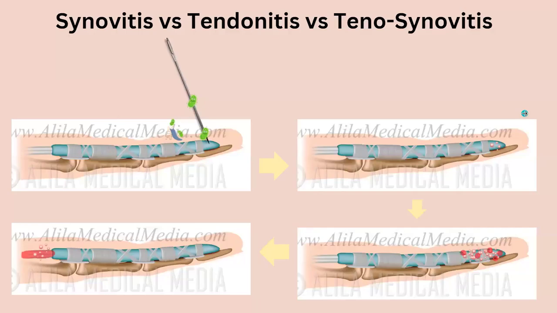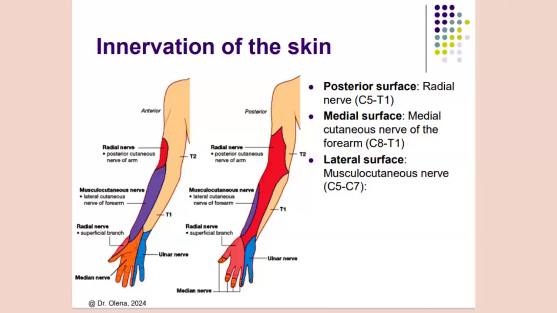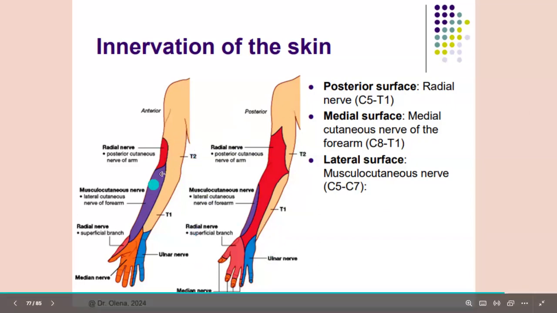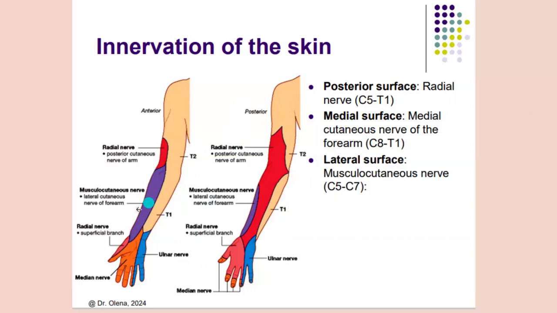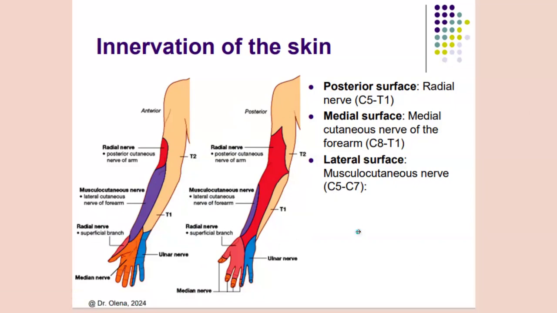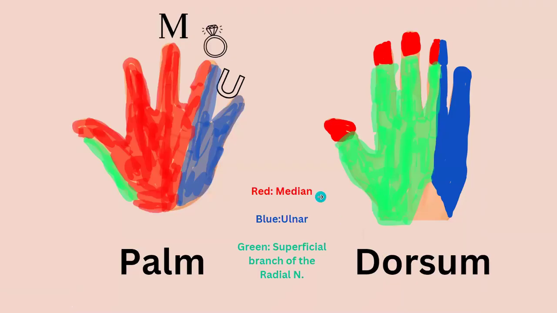Okay, so innervation of the skin. This looks like a really complicated diagram. Well, it's not really complicated. It's really simple. You have the musculocutaneous nerve, which provides sensation to the lateral side of your forearm. But then we have the most important or confusing part, at least for the innervation of the skin, which is the hand innervation.